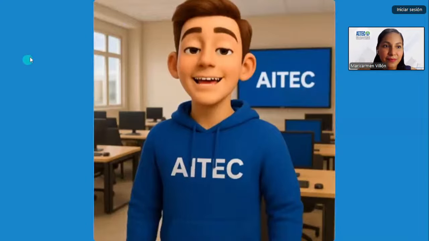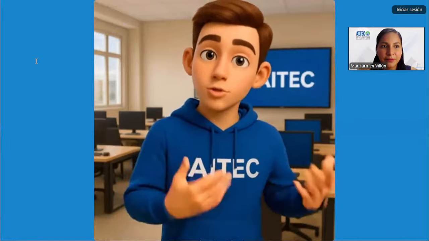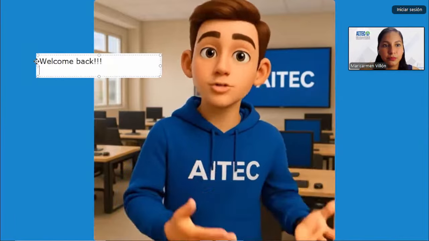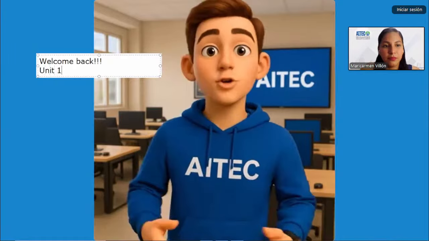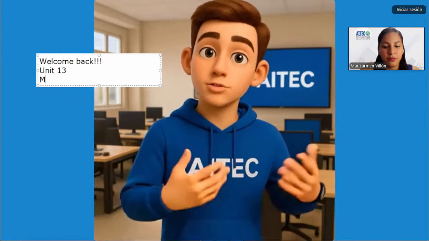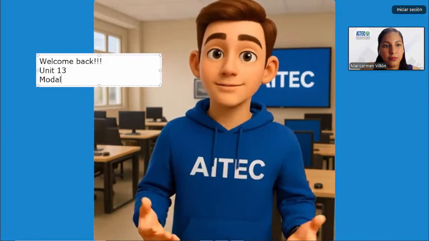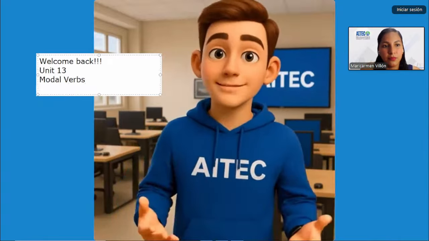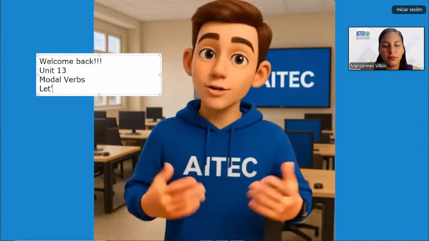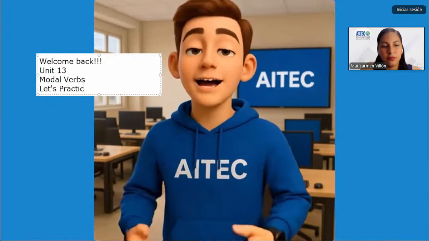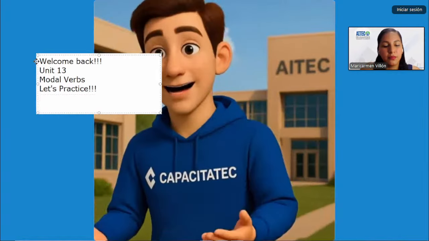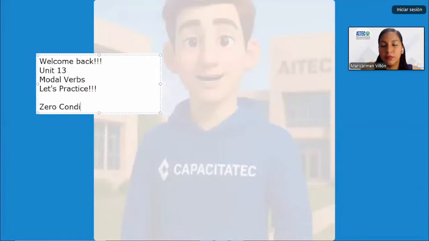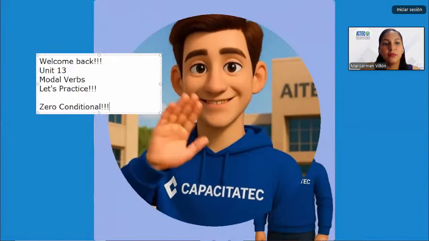Hello and welcome back. It's great to see you starting a brand new unit. In Unit 13, we are going to explore modal verbs can, could, may, and would and learn how to use them to make polite requests. You will practice asking for help, offering advice, and answering in a clear and friendly way. This unit is all about improving your confidence when speaking in everyday situations. Take a deep breath. Get ready to continue learning and let's make this lesson a success together.